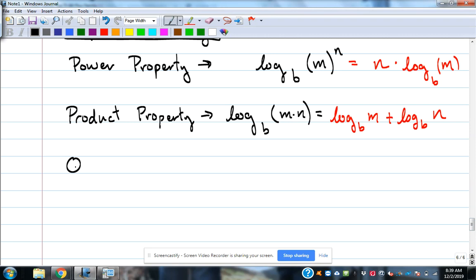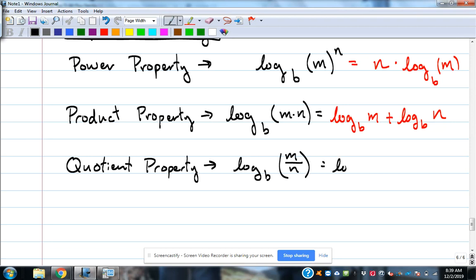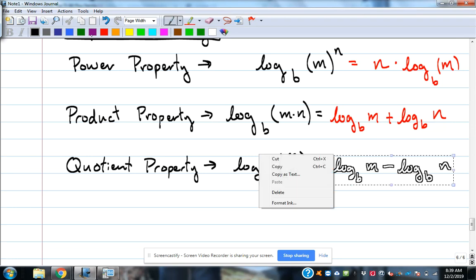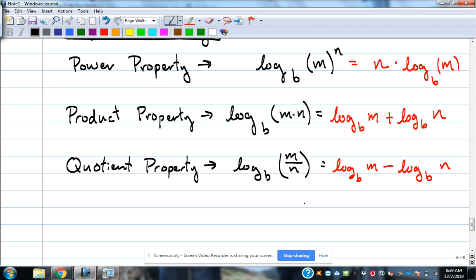And then we get the quotient. And what's the rule for exponents when you divide? Subtract them. So if we had m divided by n, it would be log base b of m minus log base b of n. So the numerator is first minus whatever's in the denominator of that fraction.